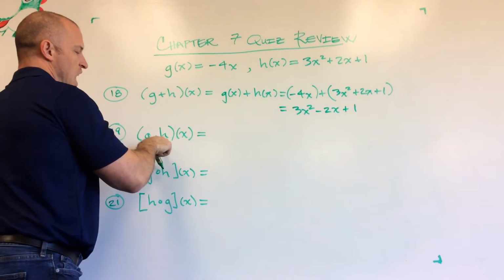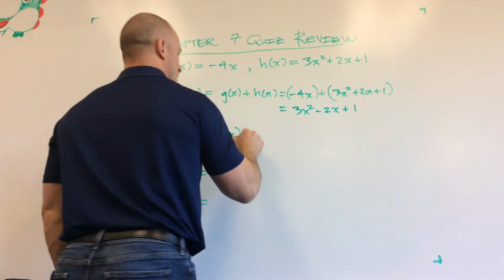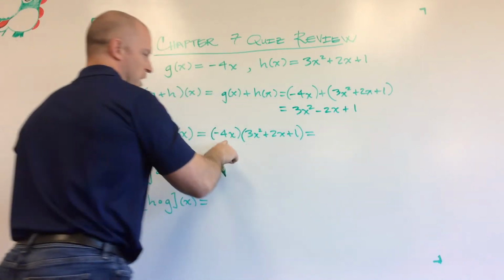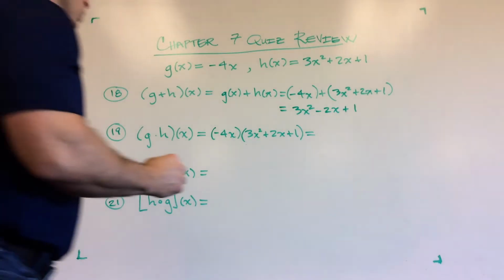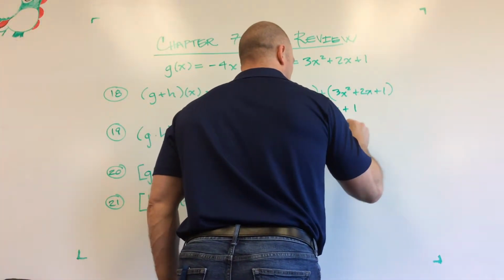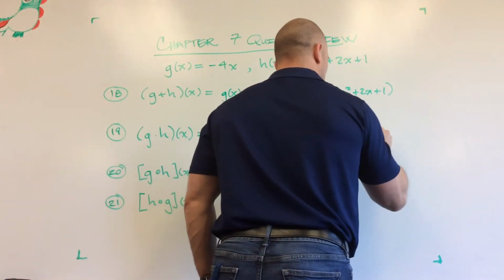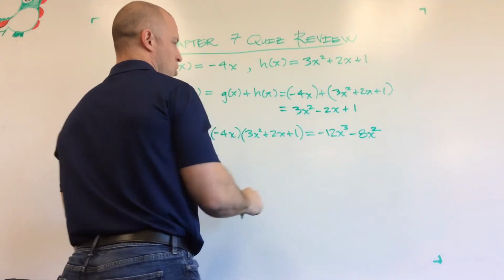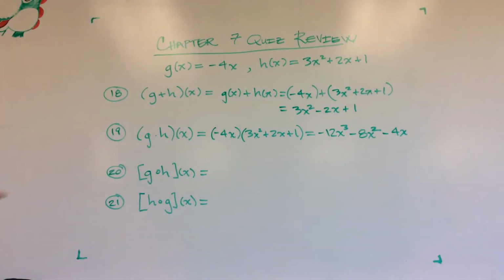Here we have g times h. So we're going to do negative 4x times h, which is 3x squared plus 2x plus 1. So we multiply across. We're just going to distribute this negative 4x all the way across. We'll get negative 12x cubed. Then we'll go here. We'll get negative 8x squared. And lastly, negative 4x times 1 is going to give us negative 4x. There would be our answer for g times h of x.